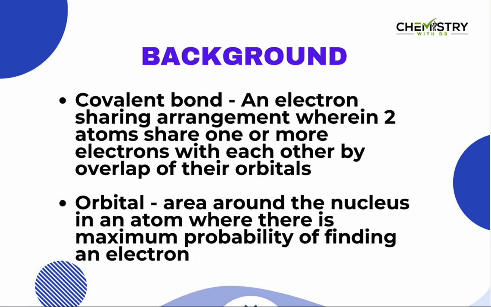So for the background, covalent bond: co means sharing. Therefore a covalent bond is a kind of electron sharing arrangement wherein two atoms share one or more electrons with each other by overlap of their orbitals. Now what is an orbital? It's an area around the nucleus in an atom where there is a maximum probability of finding an electron.